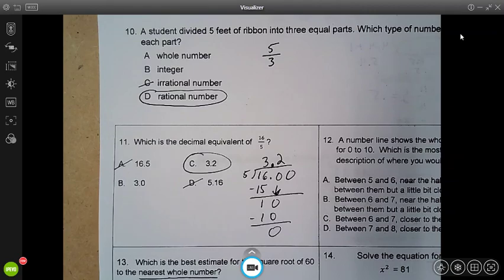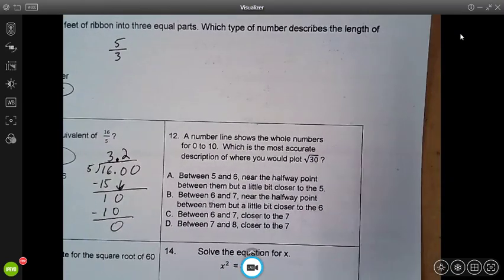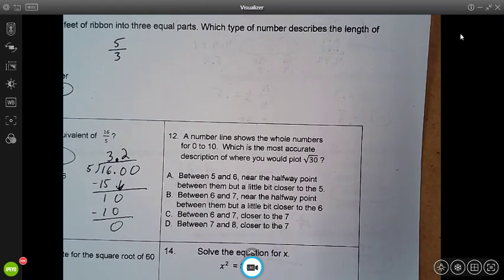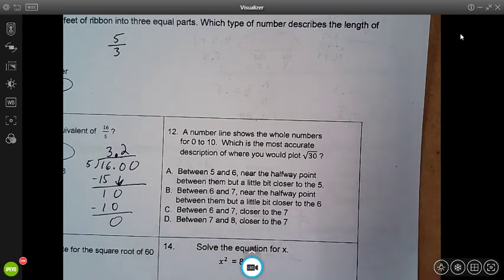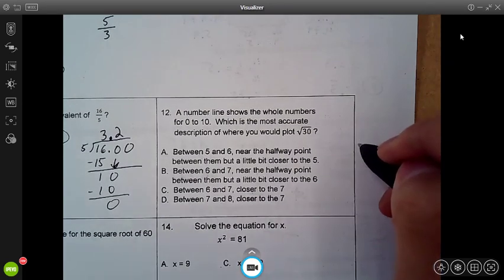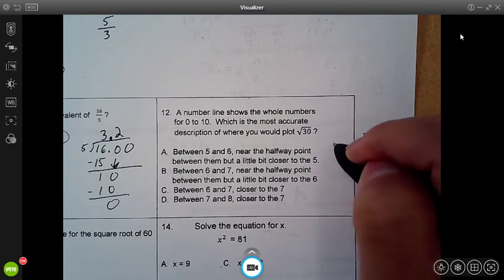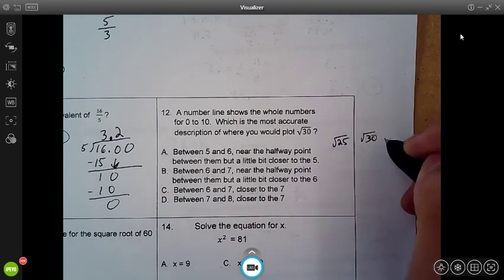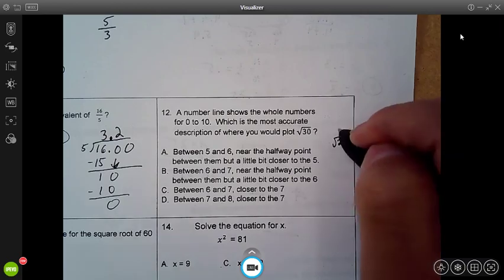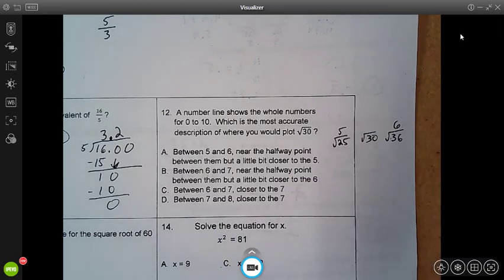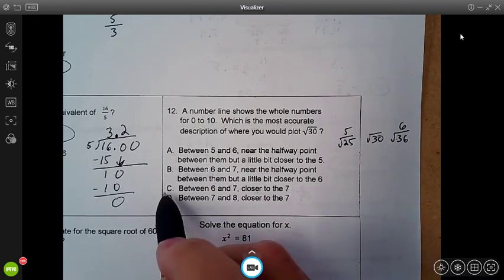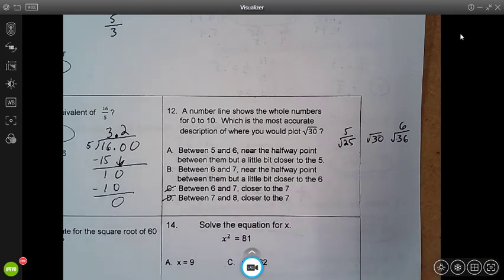For number 12, a number line shows the whole numbers from 0 to 10, which is the most accurate description of where you would plot the square root of 30. So let's go ahead and write over here on the side the square root of 30. The next lowest perfect square is square root of 25. The next highest is square root of 36. That's between 5 and 6. So let's cross out anything that says otherwise here. C says between 6 and 7. D says between 7 and 8.